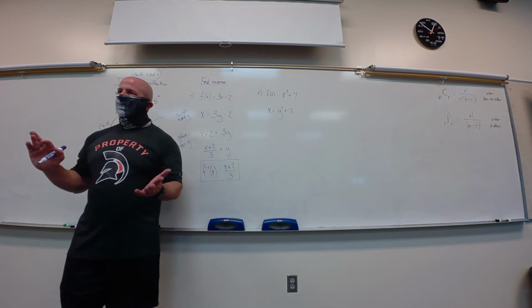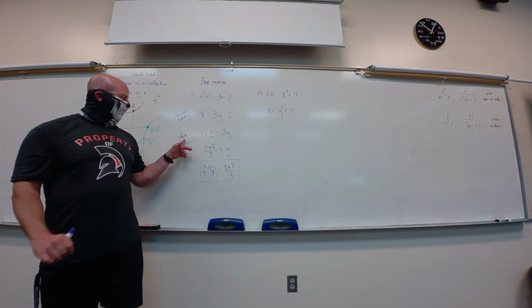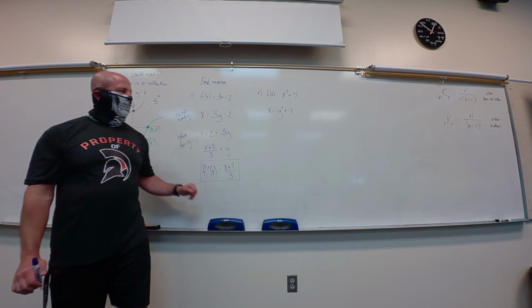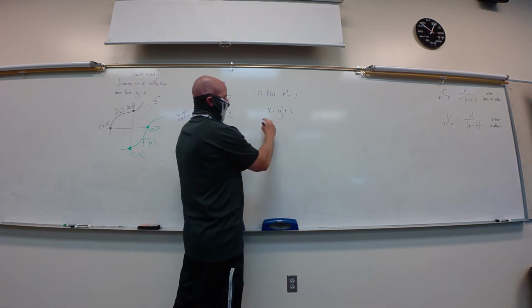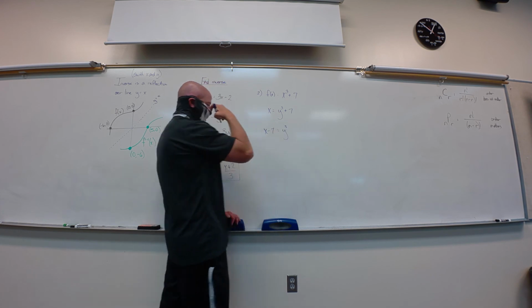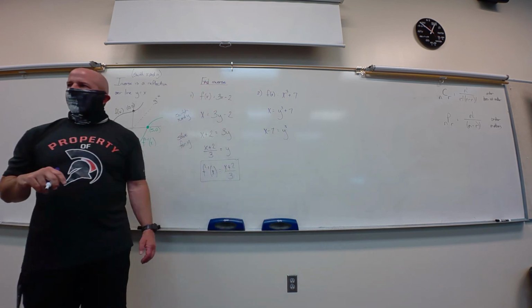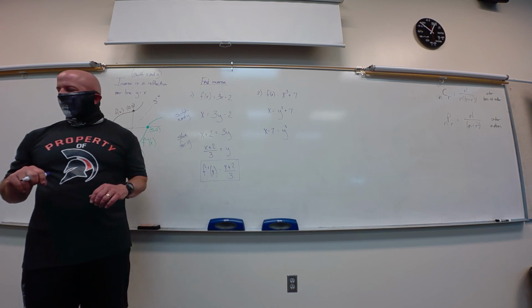Switch x and y. Step 2, now the work comes in. I'm going to solve for y. So step 2, solve for y. I want to get this y alone. Means the 7 moves. X minus 7 is y cubed. I'm close to getting y alone. I got y cubed anyway.